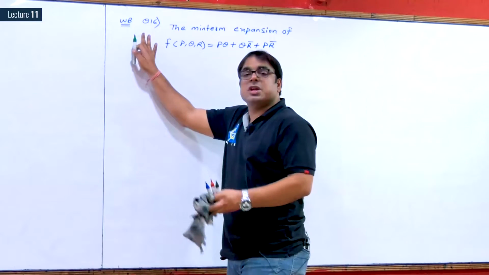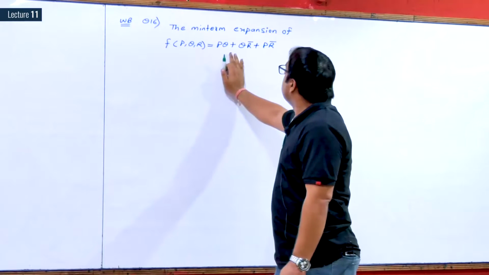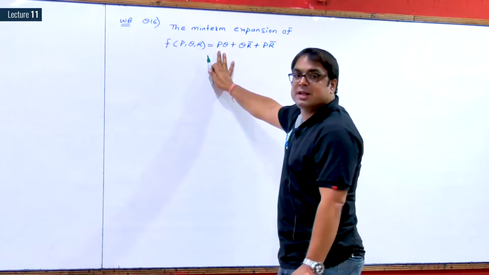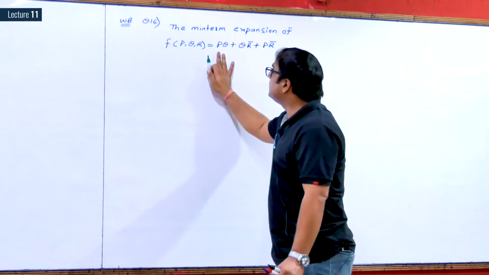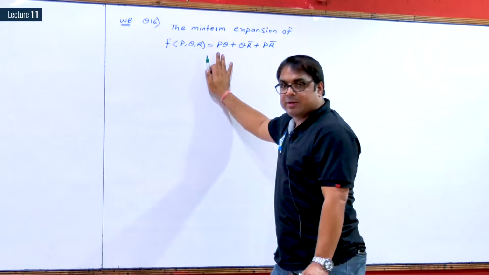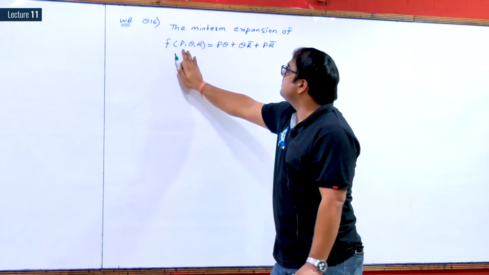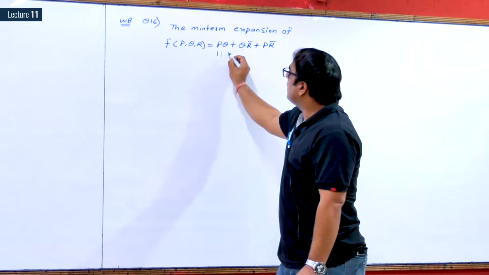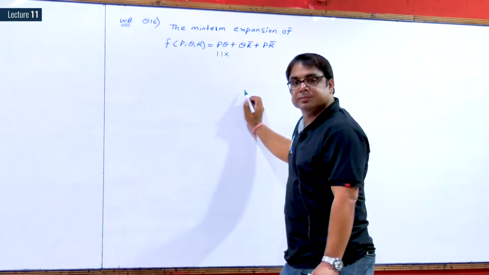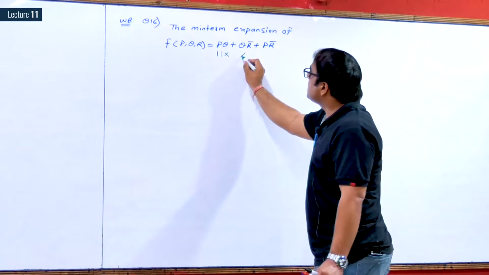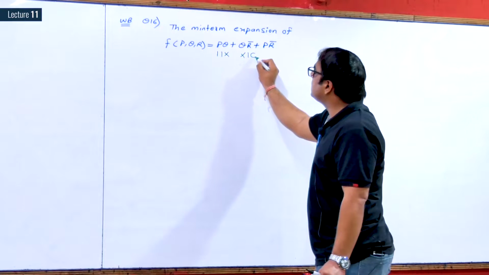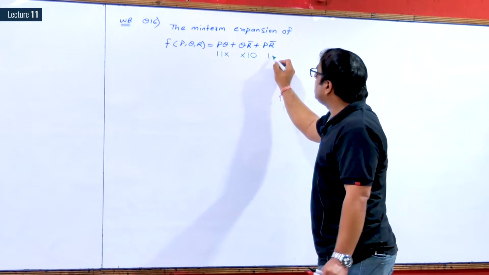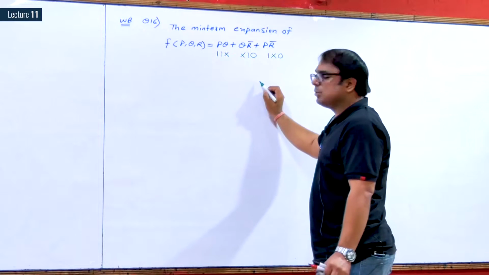Question number 16 of your workbook. The minterm expansion of this function is given. If you remember the shortcut we have developed, the sequence is PQR. In the first term, P is equal to 1, Q is equal to 1, R is missing. In the next one, P is missing, Q is equal to 1, R is equal to 0. In the last, P is equal to 1, Q is missing, R is equal to 0.